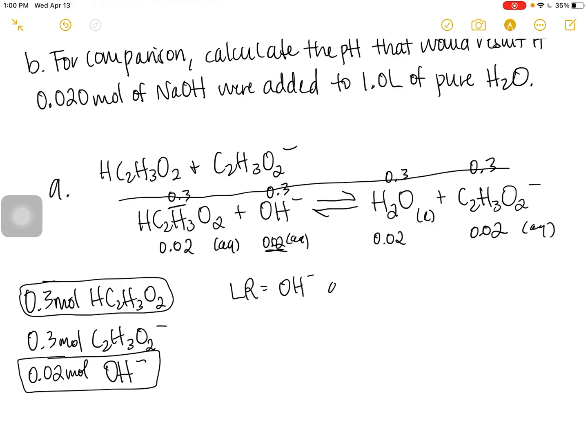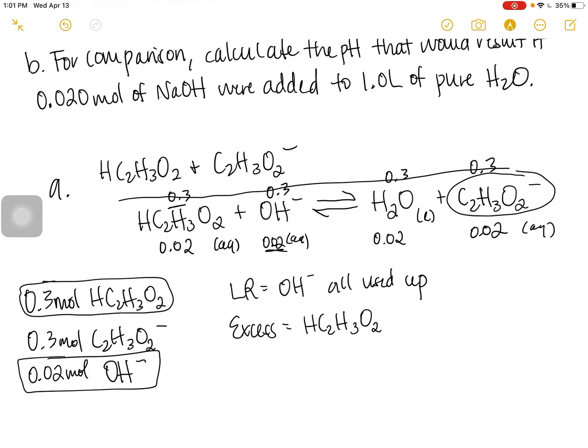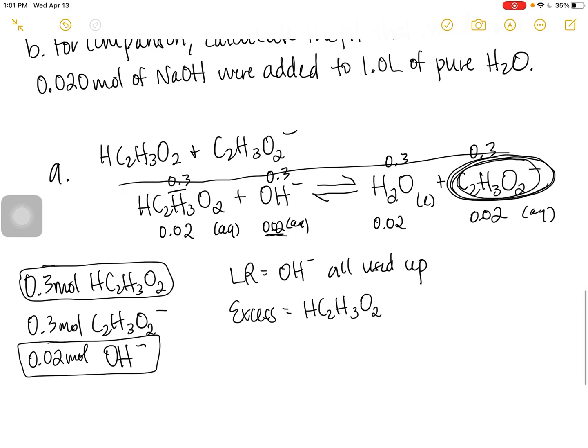Okay, so what this means is the limiting reagent is OH minus, so it's all used up, it's all reacted in this situation, and my excess is the acetic acid. But what I have to think about now is something we haven't considered before, which is that there was some of the acetate ion already present.